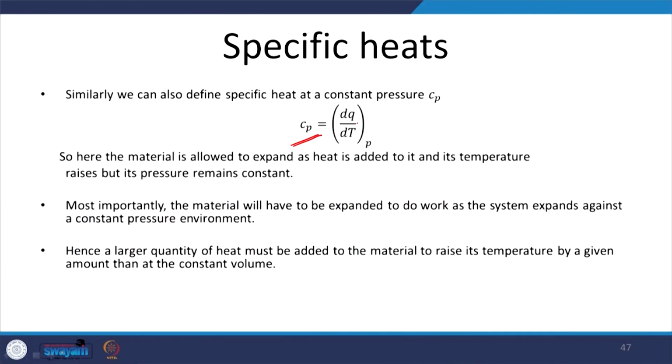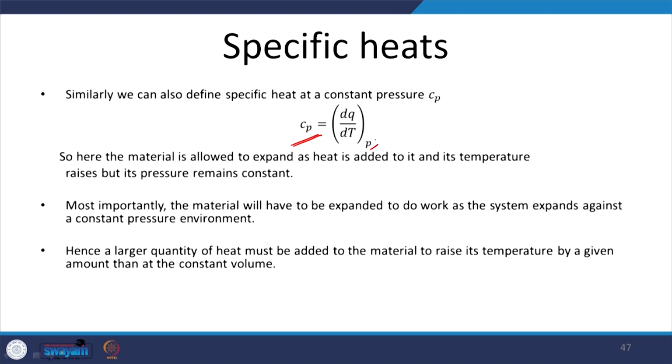Then naturally you would expect that the gas will expand, and there will certainly be a change in the volume, right. So, the specific heat can also be defined at a constant pressure rather than at a constant volume. This specific heat is generally given by Cp. Cp is equal to dq by dT at a constant pressure.